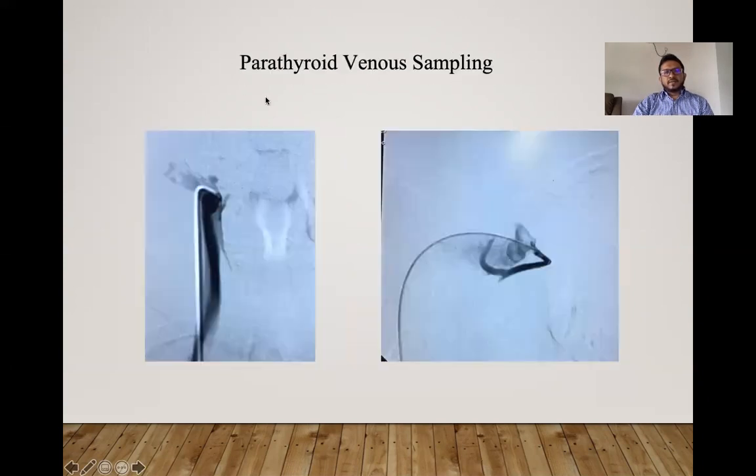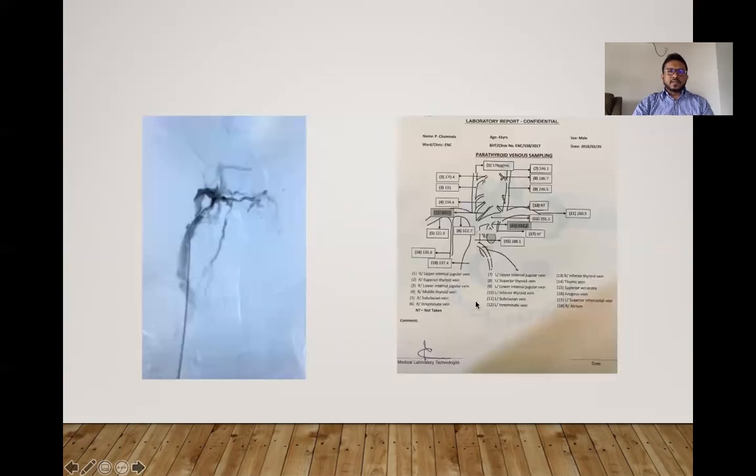This is parathyroid venous sampling. It looks very easy, but you need to take about 18 samples to have a proper parathyroid sampling to locate the parathyroid tumor. And this is where it comes from, and this is how the results come. You can see there are high values in the inferior thyroid artery vein, indicating that the supply is from the right side inferiorly.